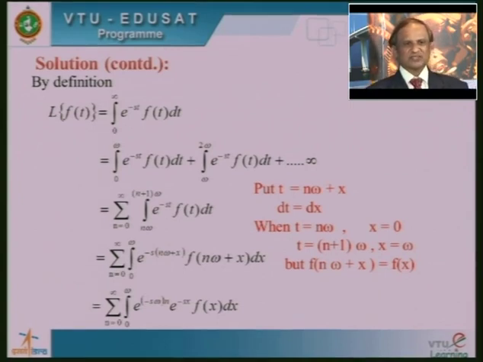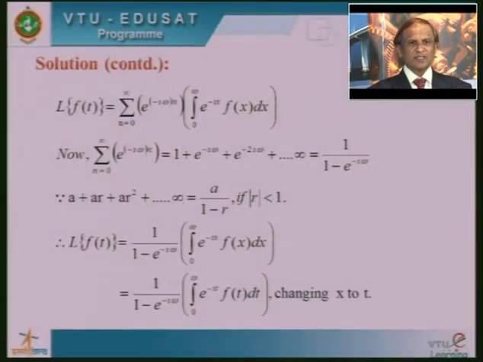Is it clear? So that is equal to summation of 0 to infinity, integration of 0 to ω, e to the power, I will multiply, minus s into nω. Is it clear? Into e to the power minus s into x, integration of f of x dx. Here we want to integrate with respect to x. Is it clear? That is why I can treat e to the power minus s into ω into n as a constant. That is why I want to write it outside.